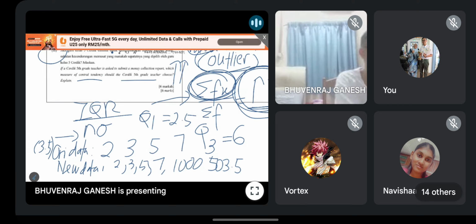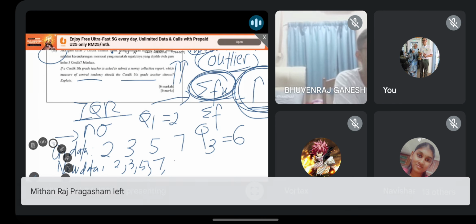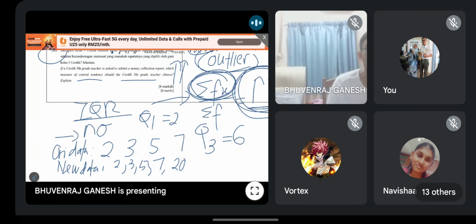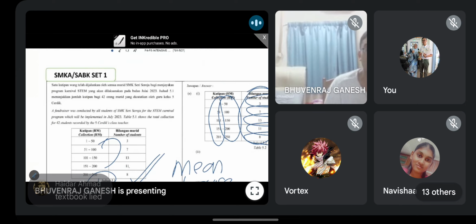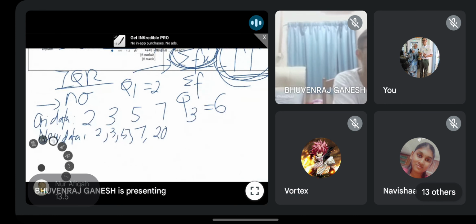Maybe my example terlalu besar dah. Wait lah guys. I think my example too big already, the extreme value. Terlalu besar dah. Tak logic pun. I think I should not put 1,000 lah. Wait. I think I should use maybe 20 lah. Okay, more realistic lah guys. Okay, 20. Extreme value compared to the rest lah. Okay. Not really. It depends what's your extreme value lah. Bergantung kepada apa yang kamu letak.